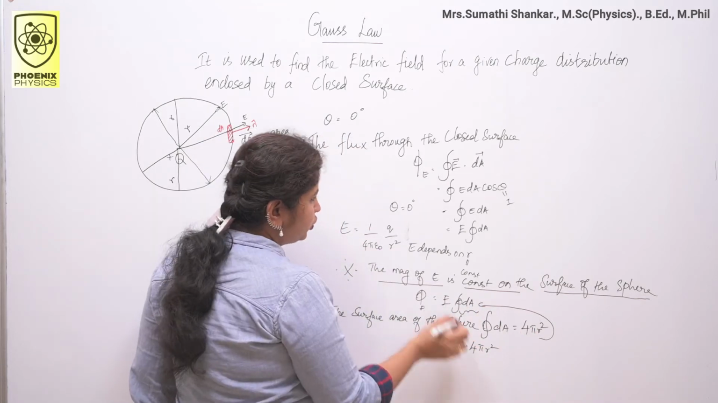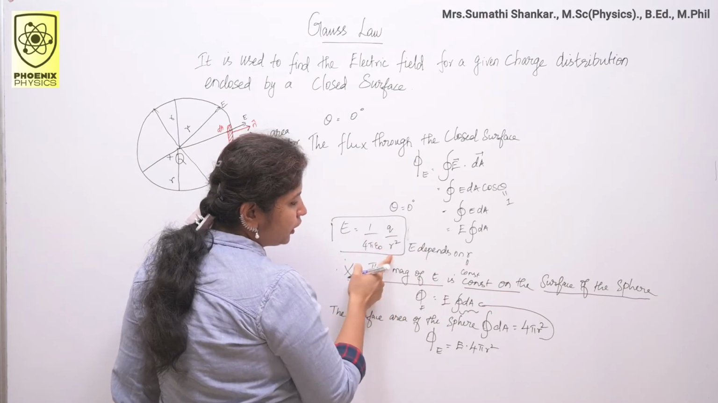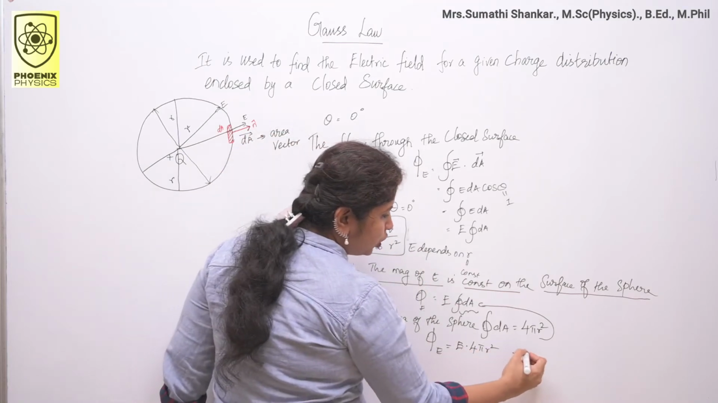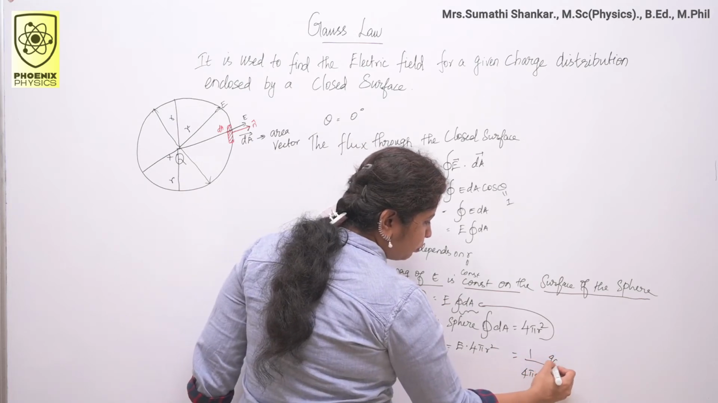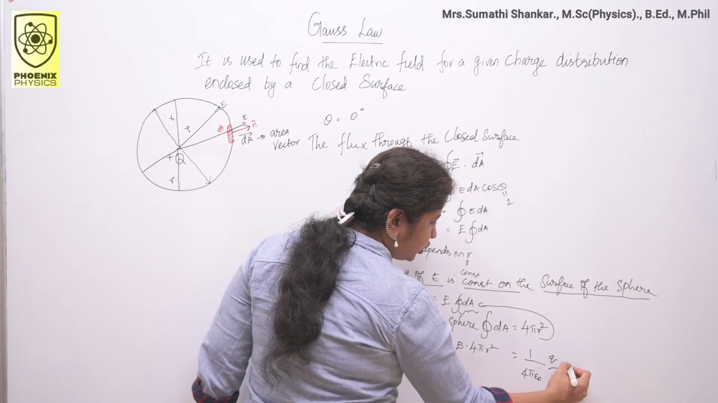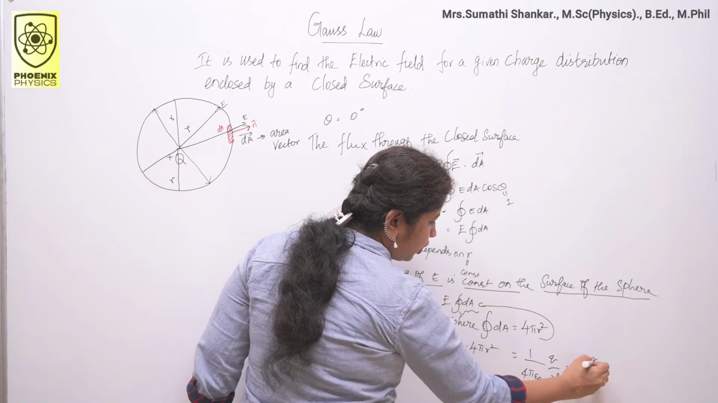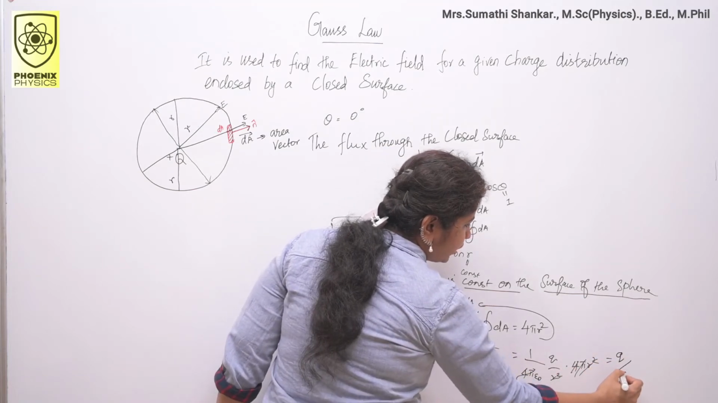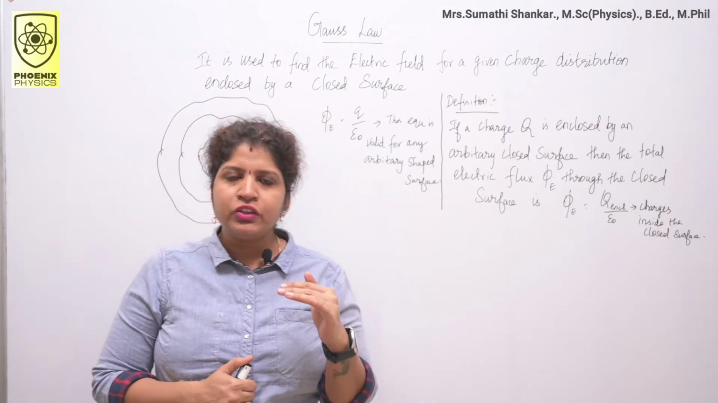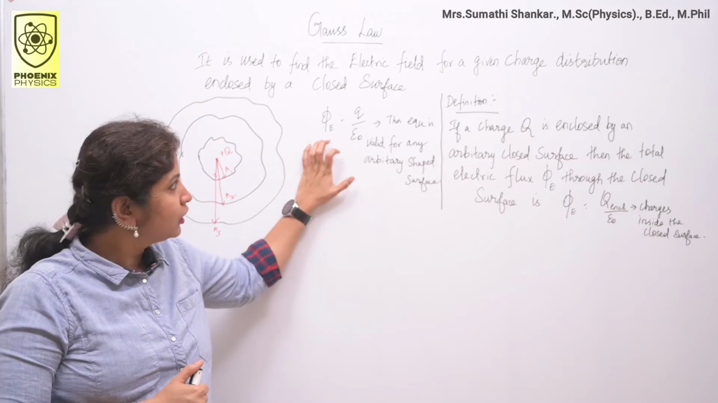You know the E value. What is this E value? 1 by 4 pi epsilon naught Q by R square. Substitute the E value. So 1 by 4 pi epsilon naught Q by R square into 4 pi R square. Cancel this 4 pi R square. So the remaining term is Q by epsilon naught. Phi is equal to Q by epsilon naught. This is our final result.